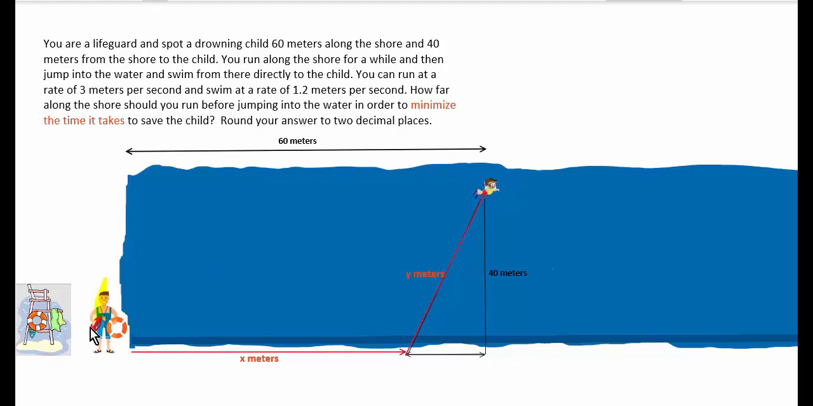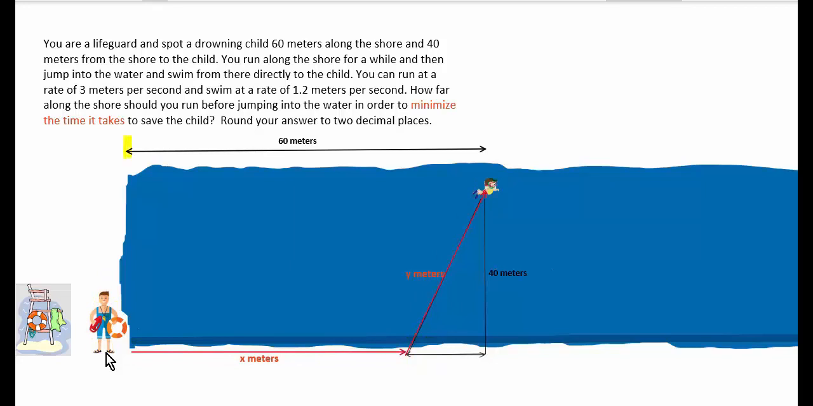In this problem we have a lifeguard whose job is to save a drowning child, and since he runs much faster than he swims, the idea is he will run along the beach for x meters, upon which time he will start swimming towards the child, and he will swim y meters to get there.